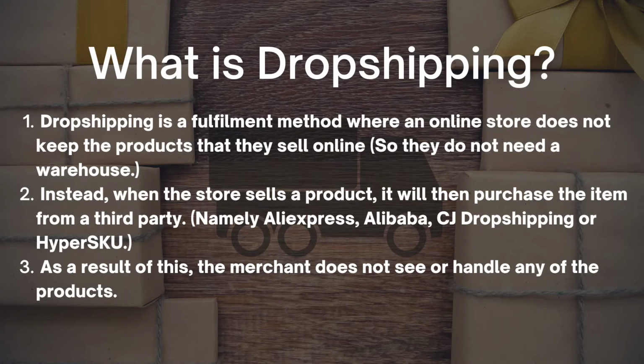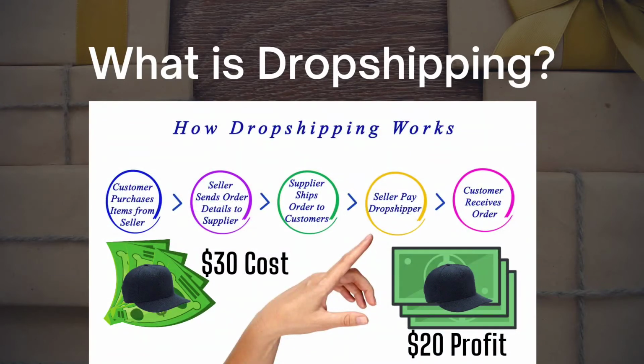Now let's move on to the technical side of things. So, what is dropshipping? Dropshipping is a fulfillment method where an online store does not keep the products that they sell online. So they do not need a warehouse. Instead, when the store sells a product, it will then purchase the item from a third party, namely AliExpress, Alibaba, CJ's Dropshipping, or Hyperskew. As a result of this, the merchant does not see or handle any of the products. This is the basic flow of what dropshipping looks like.